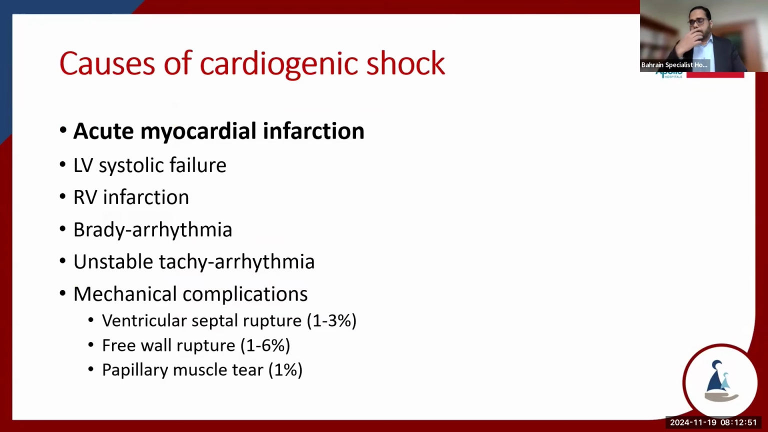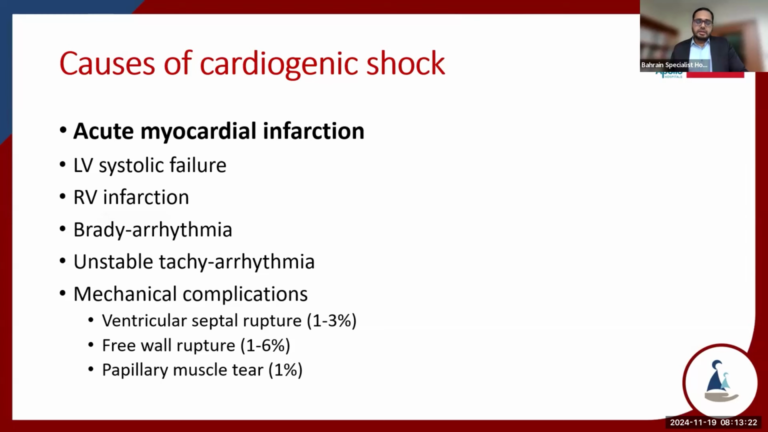The causes, most commonly, it is because of acute MI, around 70 to 75% cases are because of acute MI. And in acute MI, the most common cause is LV systolic failure. So a patient comes like this with an acute MI, the entire anterior wall is gone. If the patient loses about 40% of the mass of the LV, then he can land up with cardiogenic shock. RV infarction, these patients are very prone to cardiogenic shock because RV is a very thin ventricle and the pumping power of RV is very low.